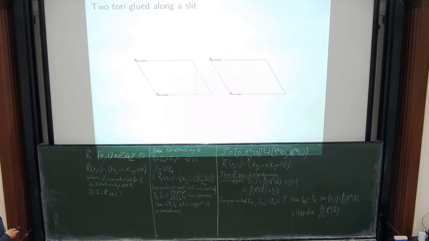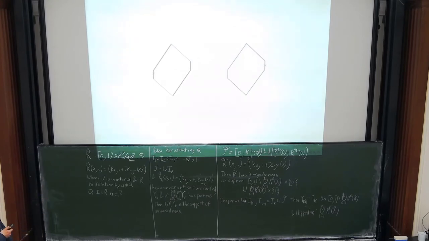Let me just quickly skip down a little bit further. Here's another picture of two identical tori glued along a slit, slightly different. The blue side's identified with the blue side, the red's identified with red, this is this. That's another picture.